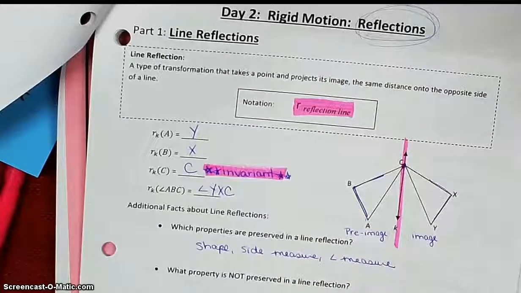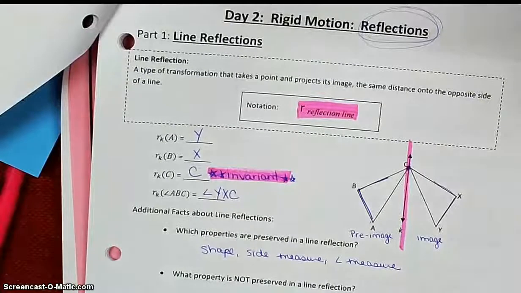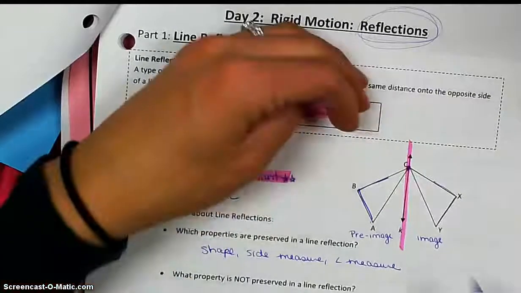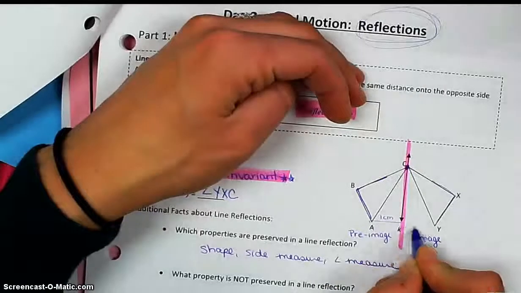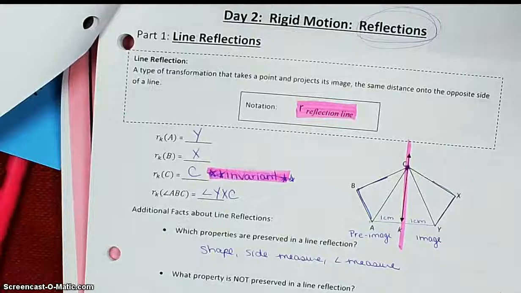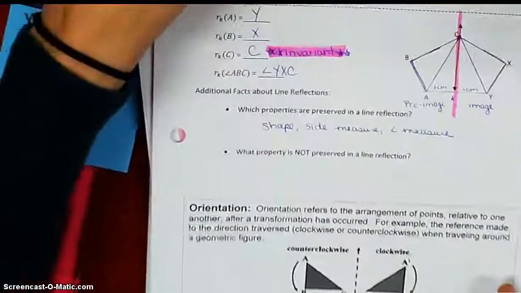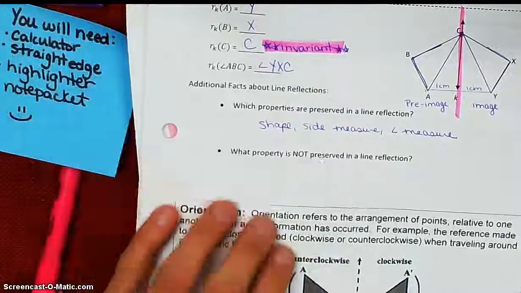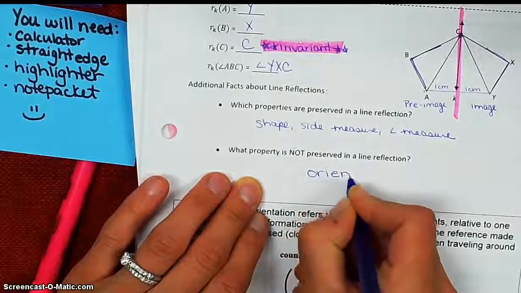And another thing that we are preserving that's very unique to reflections is we're preserving the distance away from your line of reflection. For instance, A to my line, if this is 1 centimeter, then it also has to be 1 centimeter on the opposite side. Okay, so what property is not being preserved in a line reflection? All right, and that is going to be orientation.